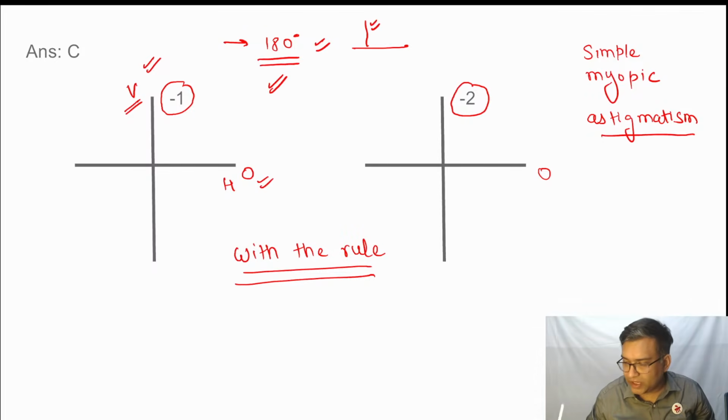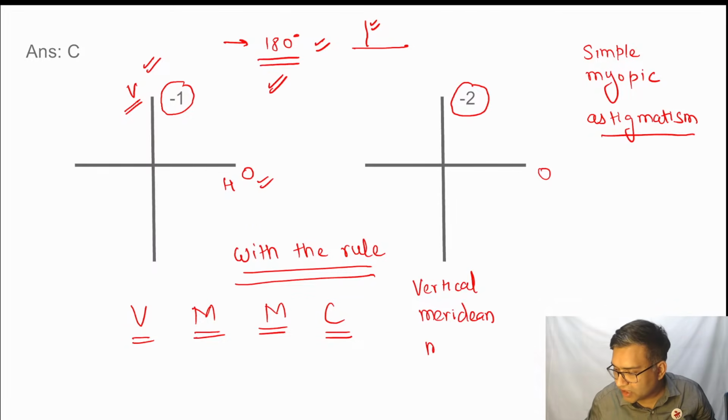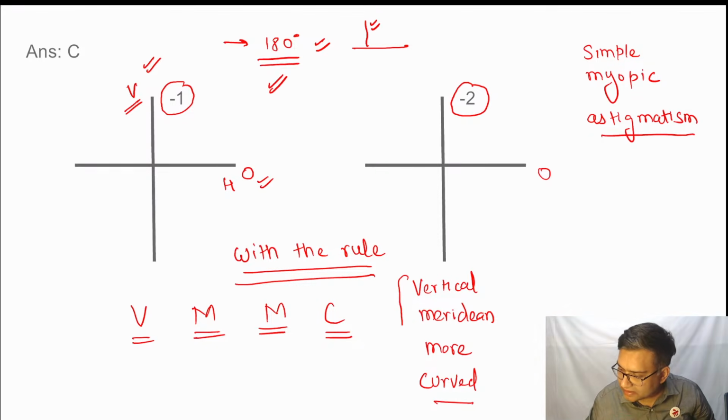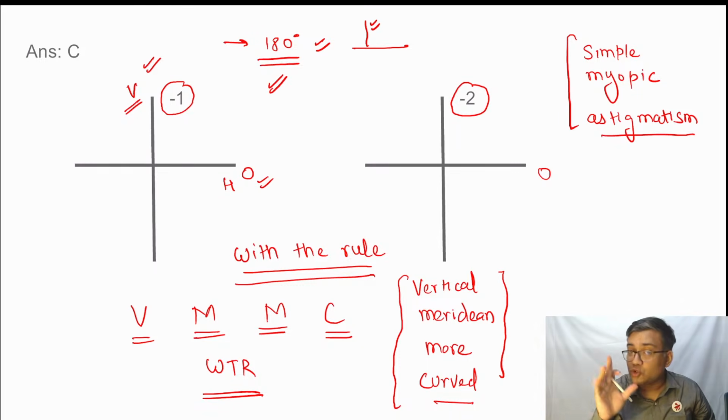With the rule astigmatism. You can remember it with the mnemonic VMMC. We have a very famous medical college in Delhi, Vardhaman Mahavir Medical College. So VMMC: vertical meridian more curved. More curved means more myopic. So my vertical meridian is more curved, which means the patient is having with the rule astigmatism. The answer here is simple myopic astigmatism and with the rule astigmatism. Astigmatism is a very important topic, asked twice in the last 3 years, so please do a lot of questions on it.